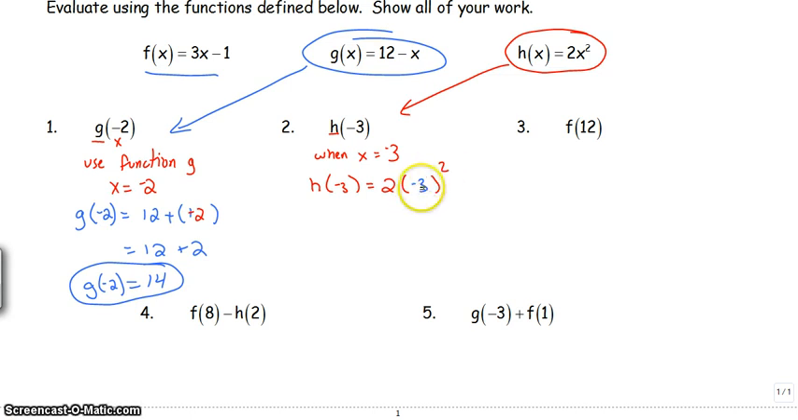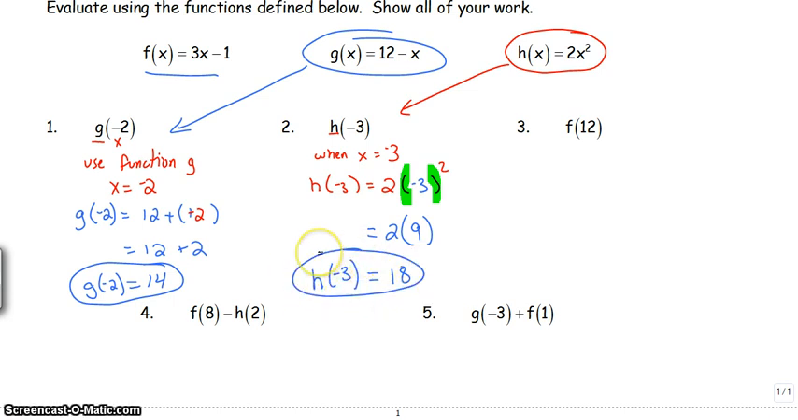Remember, the only thing that's being squared here is the negative 3, and in reality, what's being squared is these parentheses, negative 3. If you don't put those parentheses in your calculator, you will get this wrong. Negative 3 squared is negative 3 times negative 3, which is positive 9. So we get 2 times 9, which is 18. So h, the function h, when x is negative 3, is 18.